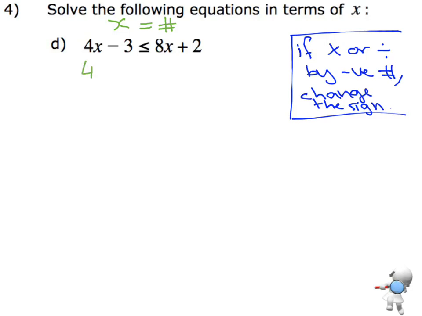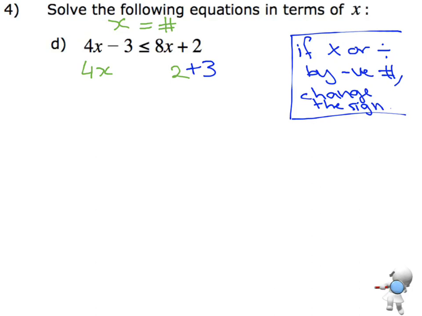So I'm going to leave my 4x where it is. I'm going to leave the 2 where it is. And I need to move the negative 3 and the 8x. So when I move the negative 3, I am adding that to the other side. So is that multiplying or dividing by a negative? No, so the sign's not going to change.